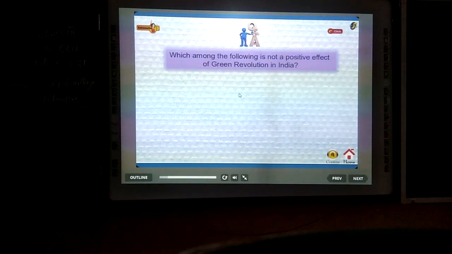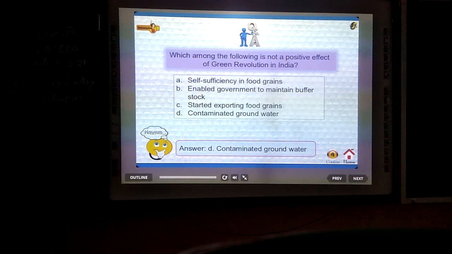Now let us test your knowledge. Which among the following is not a positive effect of Green Revolution in India? The correct answer is D. Contaminated groundwater.